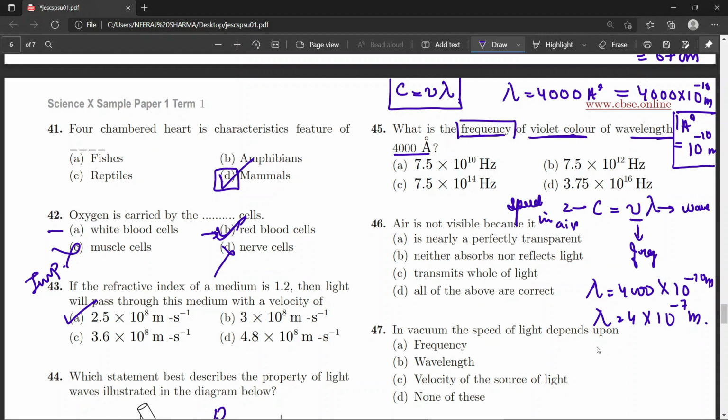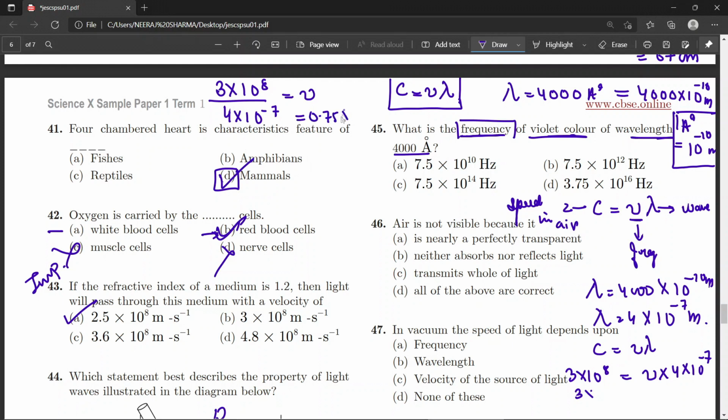Now we are going to solve it. Now c is equal to nu lambda, right? Now c is 3 into 10 raised to the power 8. It is the speed of light in air. Frequency we have to calculate, and then we have 4 into 10 raised to the power minus 7. On solving this, 3 into 10 raised to the power 8 divided by 4 into 10 raised to the power of minus 7 is going to be your frequency. If you solve it, you are going to get 0.75 into 10 raised to the power of 13, right?